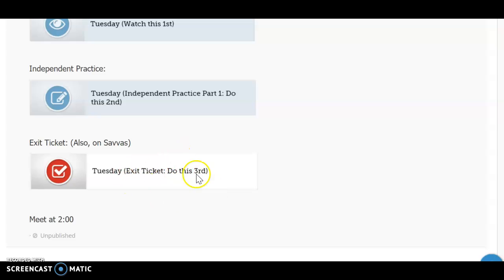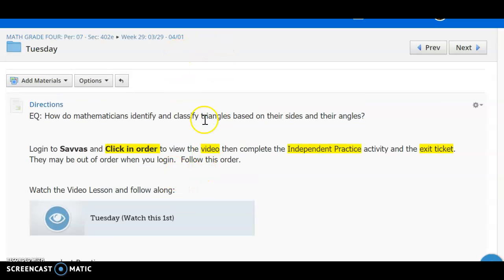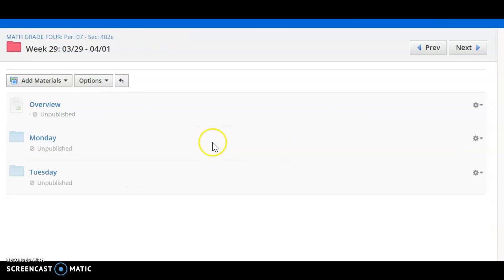We will meet at 2 o'clock each day to go over this work, and I will also give you some additional practice questions that we'll do in our meetings.